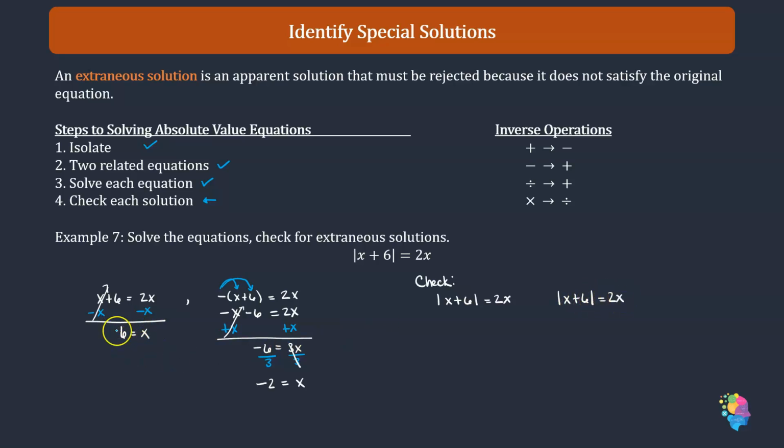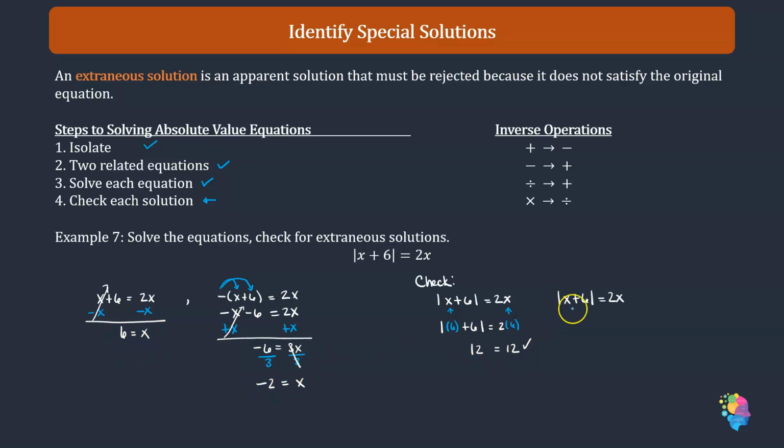So the first one that we're going to check is the 6. Wherever there is an x, I'm going to place a 6. And here's another one. So that's another 6. Let's bring the rest of this. So this is the absolute value plus 6 and 2. Let's do the inside of the absolute value. 6 plus 6 is 12. And the absolute value of 12 is just 12. On the right side, 2 times 6 is also 12. So then the 6 works out.